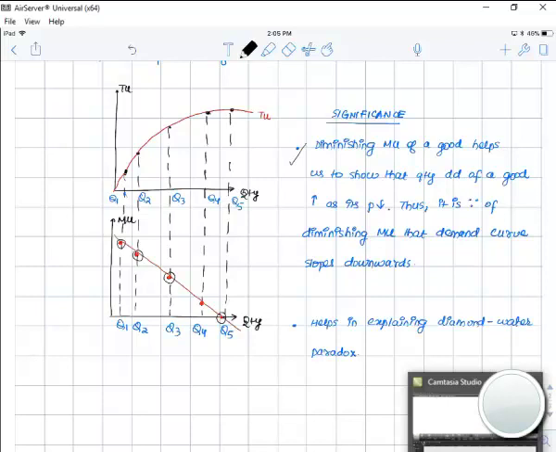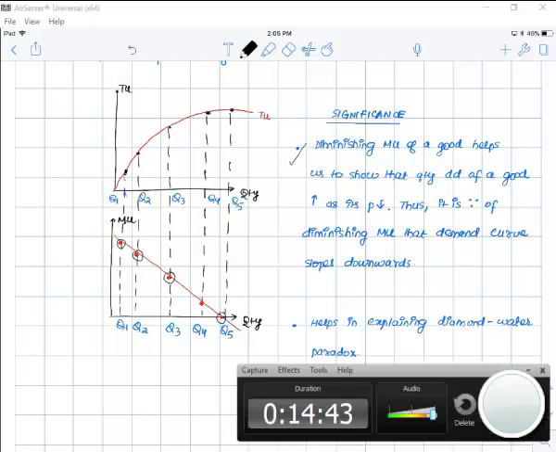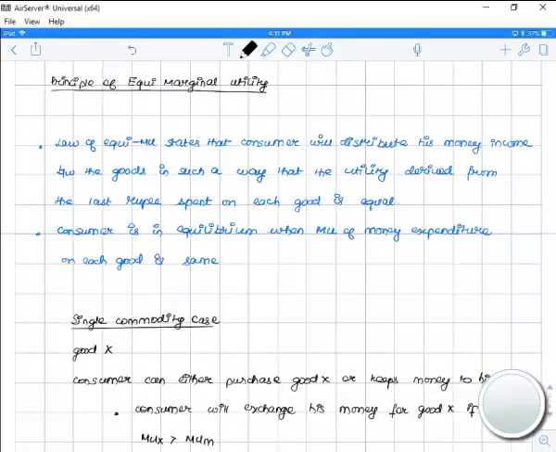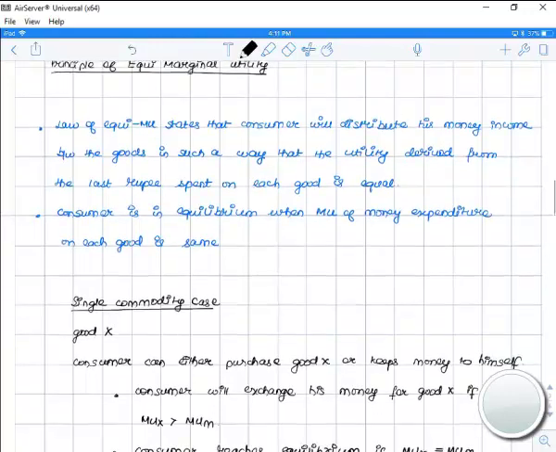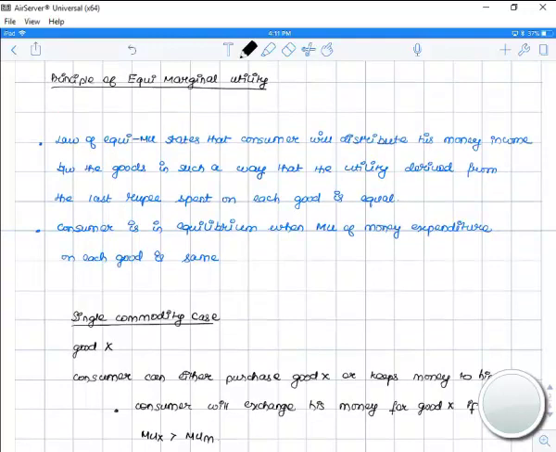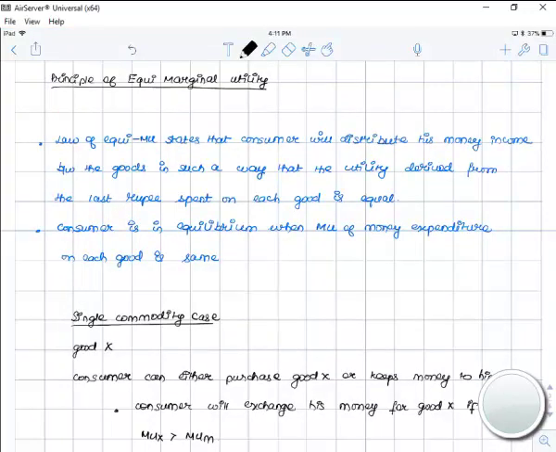Now let's talk about the law of equi-marginal utility. Okay, now let's talk about the principle of equi-marginal utility. We've already talked about the law of diminishing marginal utility. Let's talk about the principle of equi-marginal utility.